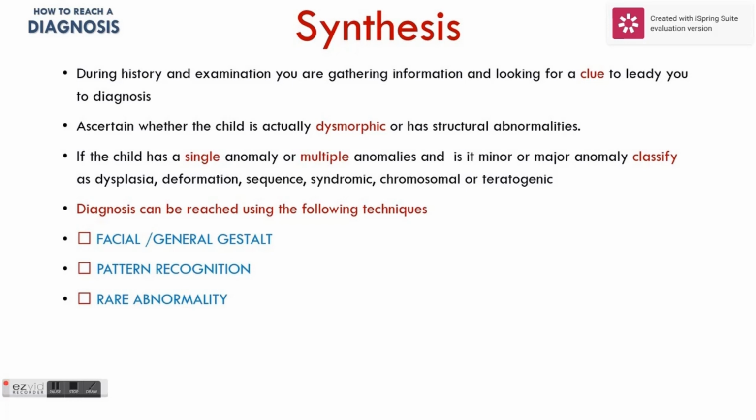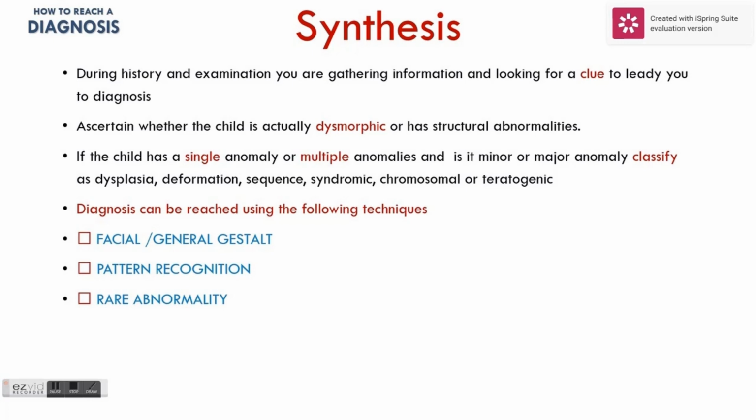Another, third technique is the presence of a rare abnormality. Something unusual is a clue that will lead you to the syndrome. For example, as we said, encephalocele. It is something very rare, and very few syndromes have encephalocele. So if you find a rare anomaly, try to find a differential diagnosis for this encephalocele, for example, and it will give you the diagnosis. One of the possibilities is Meckel-Gruber.